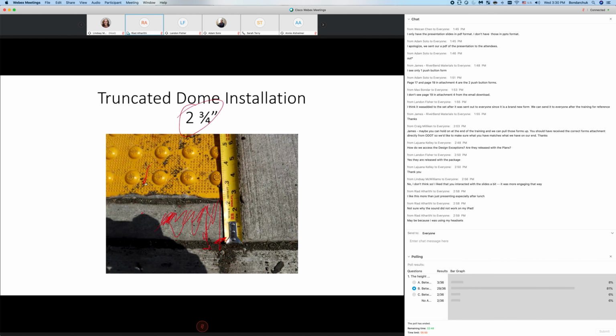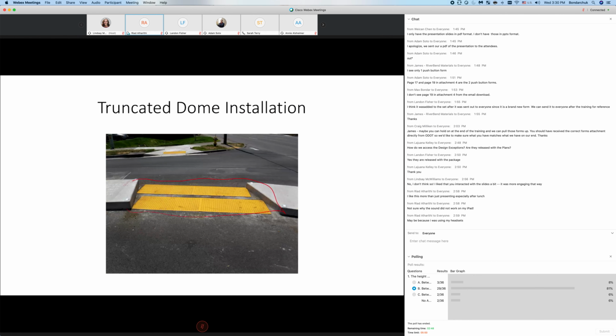This installation is a raised island, and it's a cut through. Obviously, we don't need two truncated domes because we need to have a 2 feet minimum between the two. Also, not sure why we put it this way, but this is one where we don't need them. If they are less than 6 feet, we eliminate one.